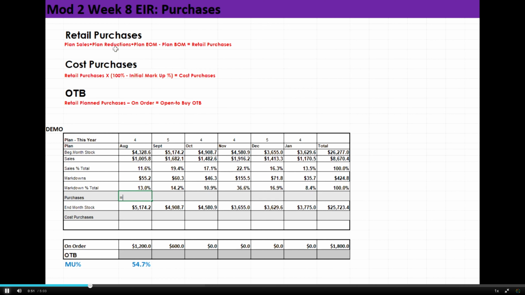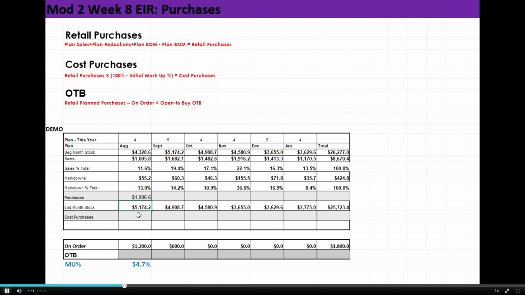We are going to use this formula: planned sales plus markdowns plus planned EOM minus BOM. And that tells us we have 1,906.6.